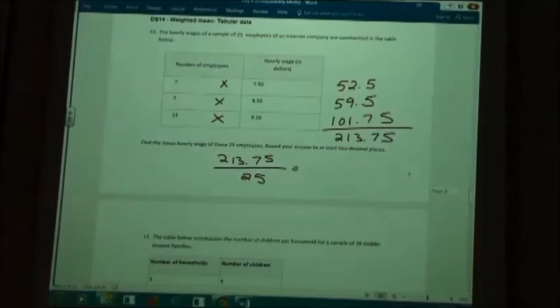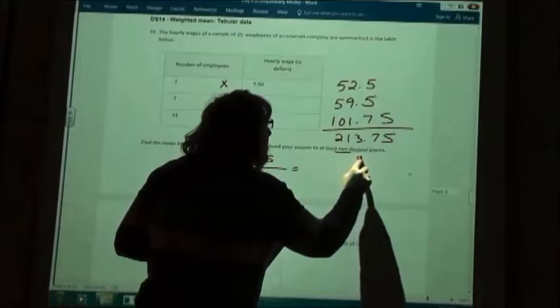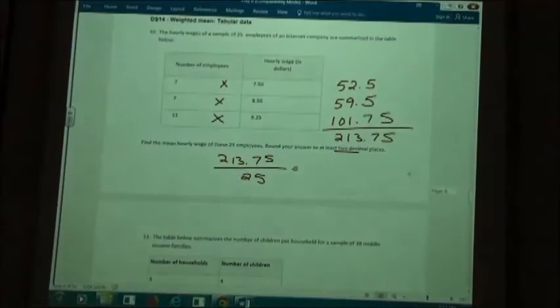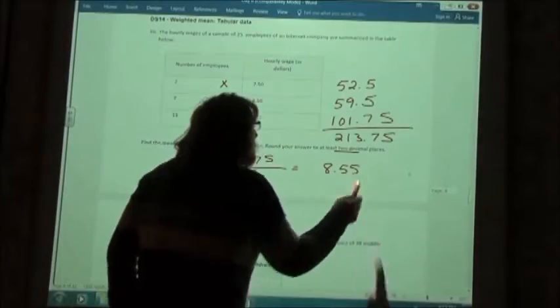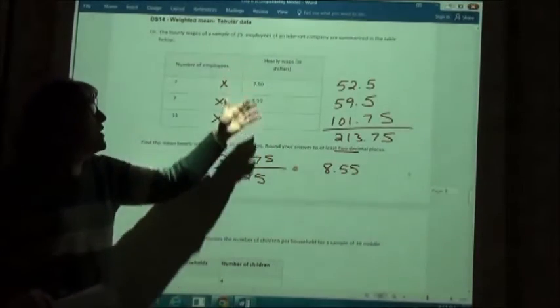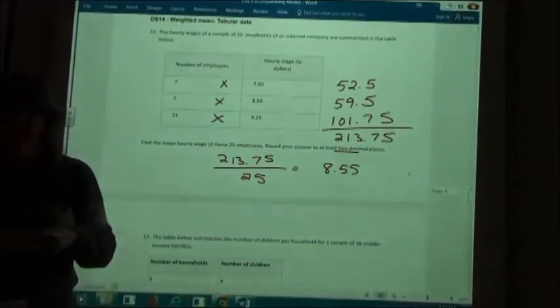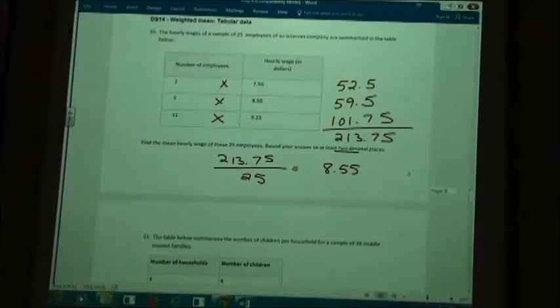We are going to round our answer to 2 decimal places. And so if you divide that out and round that off to at least 2 decimal places, you would have 8.55. In other words, the average hourly wage would be $8.55. Okay?